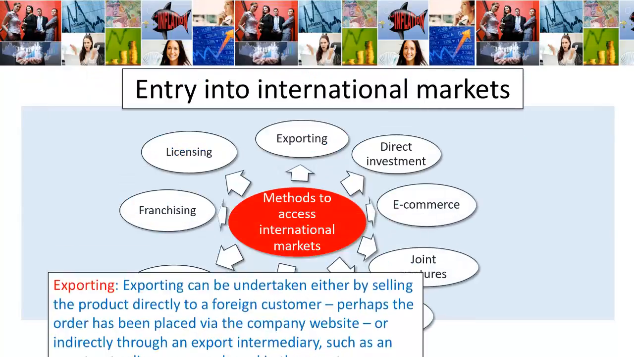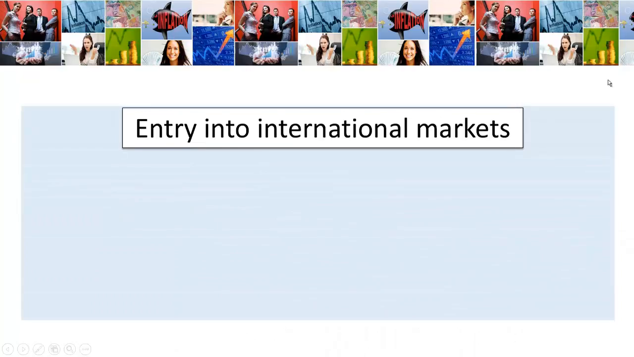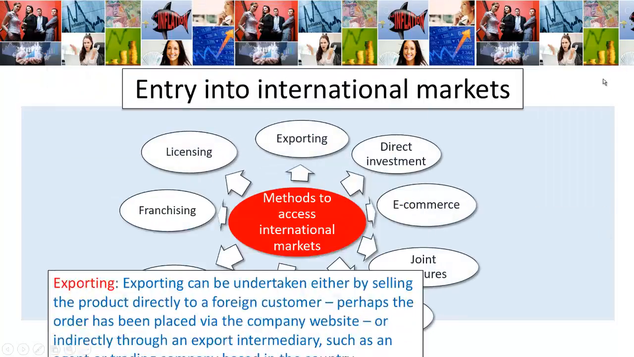Now, entry into international markets. We can do this by exporting. Exporting can be undertaken either by selling the product directly to the foreign customer, perhaps the order has been placed via the company's website, or indirectly through an export intermediary, an agent or a wholesaler, retailer that is trading in the company in the country.